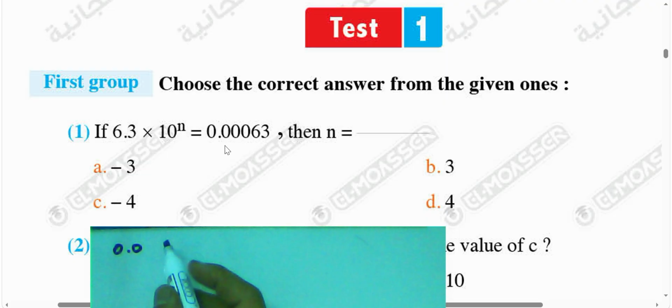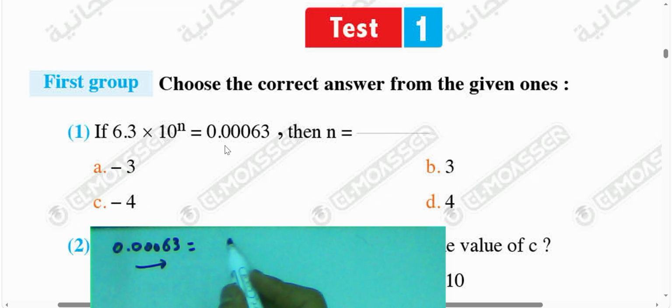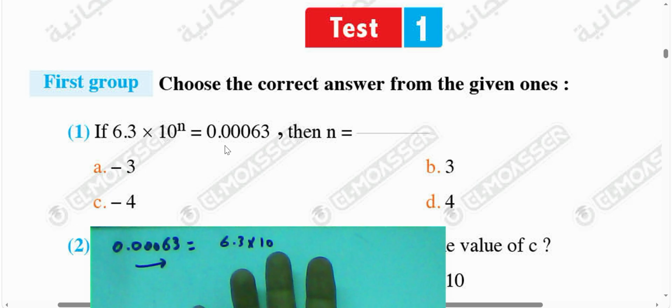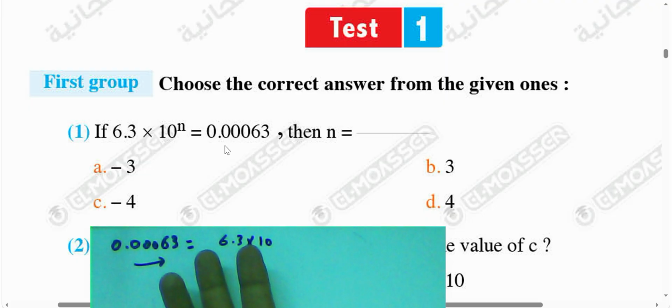0.0, we have 3 zeros, 6 and 3. To convert from standard form to scientific notation, you must put the point from left hand side to right hand side. 1, 2, 3, 4. Then we have 6.3 product by 10 power what? We have 4 places. Move right hand side by 4 places.